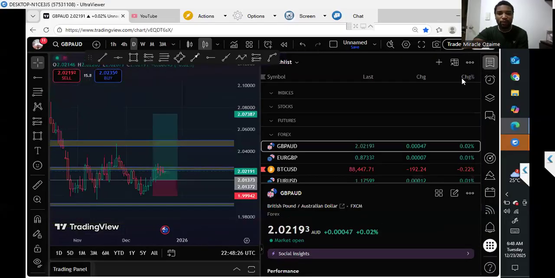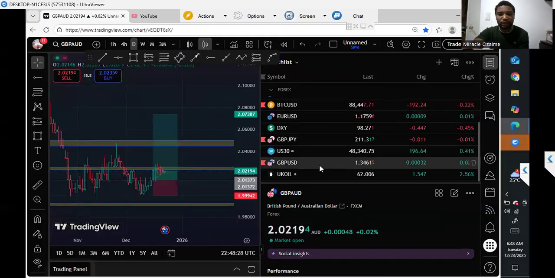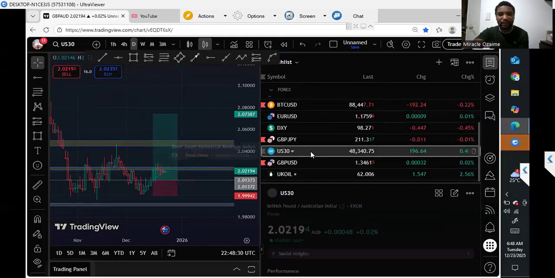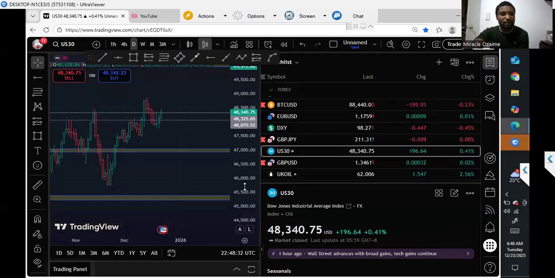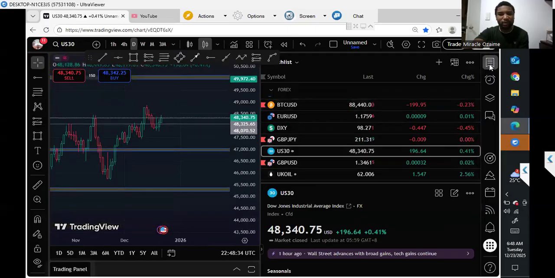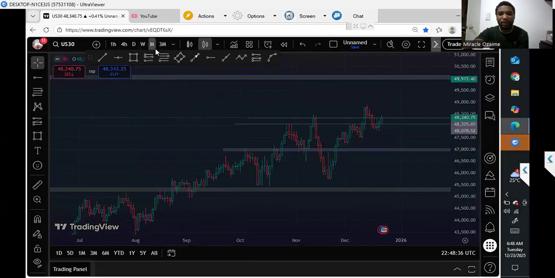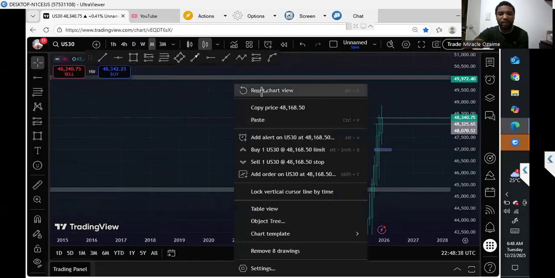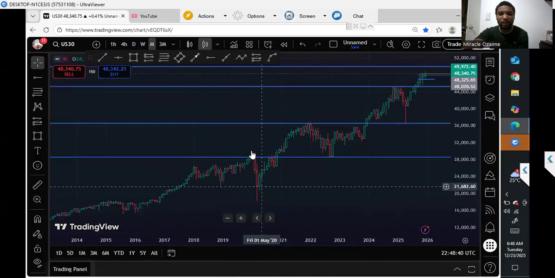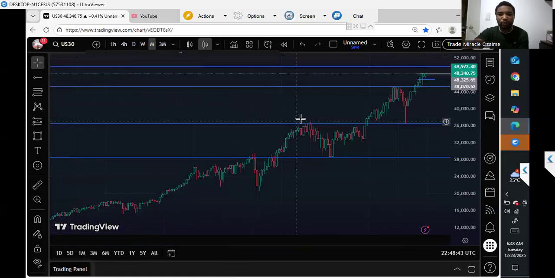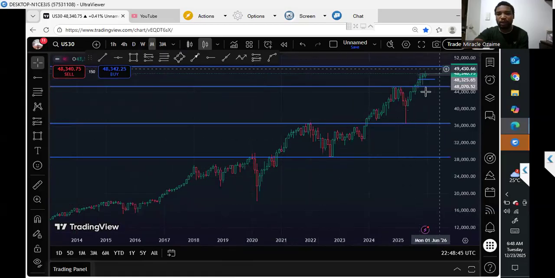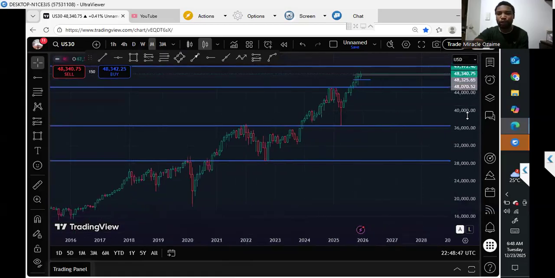The next pair that I will be going through is US 30. US 30 on the other hand is looking nice, it's looking good as well, looking bullish in my eyes if I come back to my monthly time frame. Monthly time frame is all looking good. We have a push, a drop, a push, a drop, a push, a drop. We are looking forward to the next push.